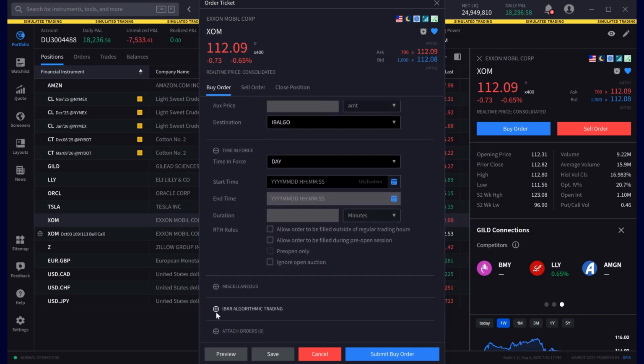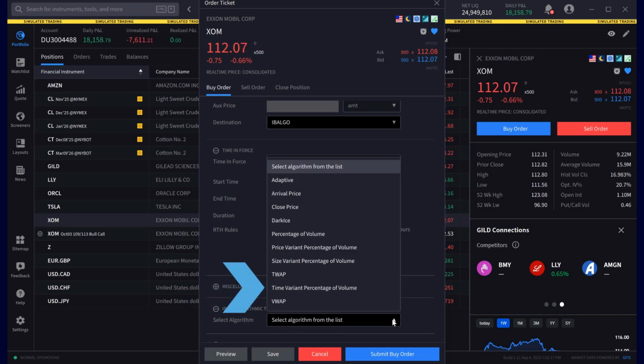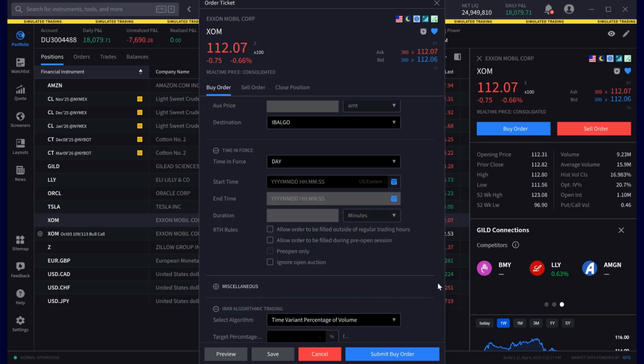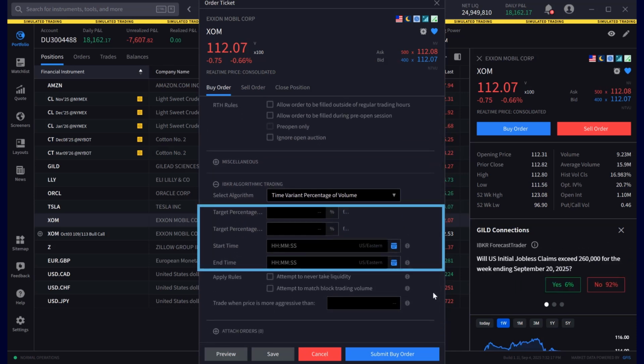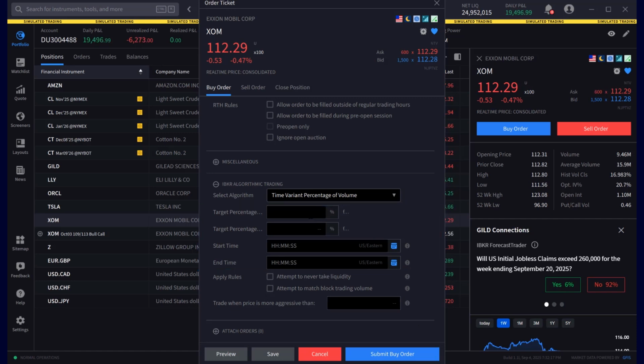The investor then scrolls down to the IBKR Algorithmic Trading section and selects Time Variant Percentage of Volume from the list. Now set the initial target percentage at start time and target percentage at end time. The investor can use any value from 0.01% to 50%.